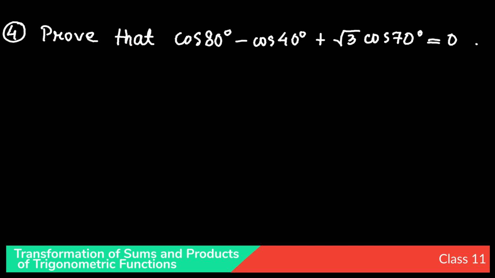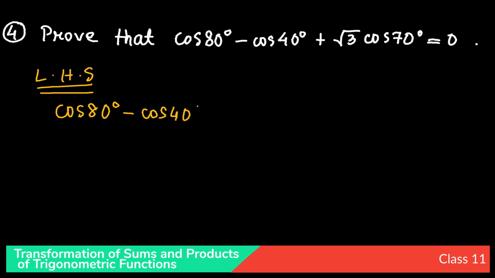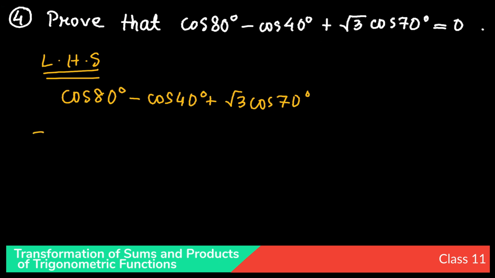It is saying prove that cos 80 minus cos 40 plus root 3 cos 70 is equal to 0. So at first we take the LHS. It is cos 80 minus cos 40 plus root 3 cos 70. Okay, so now if I take here 80 degree as my C and 40 degree as D, it is cos C minus cos D formula. Okay, so what is cos C minus cos D?